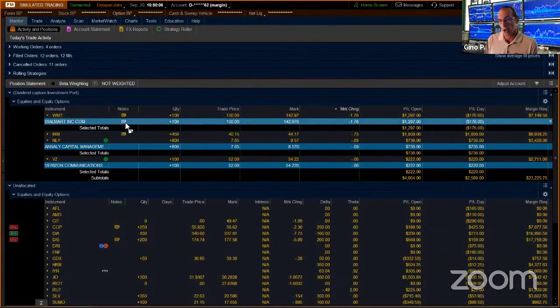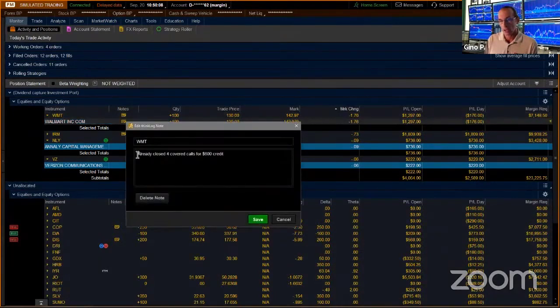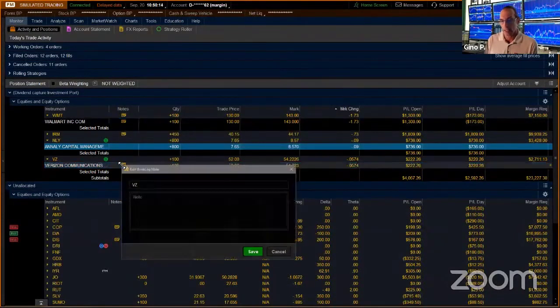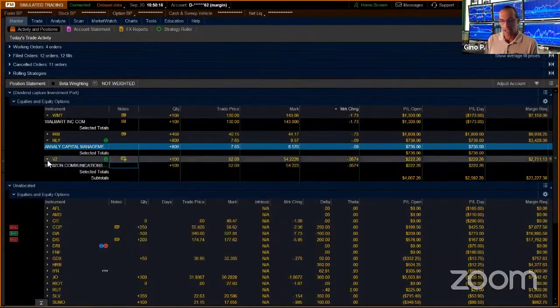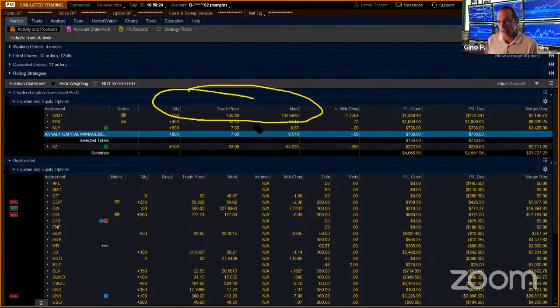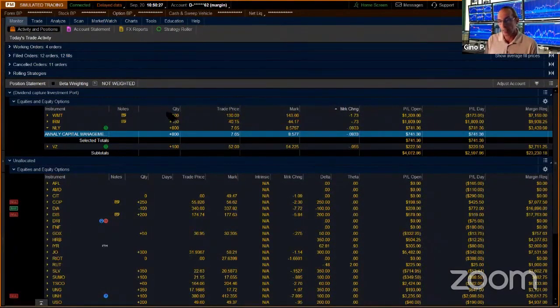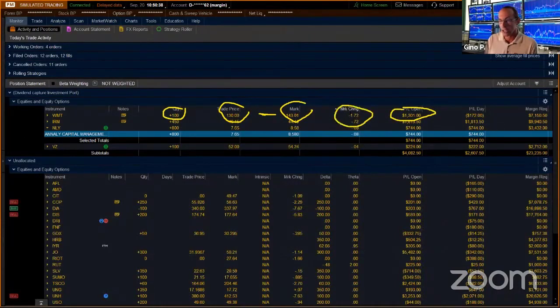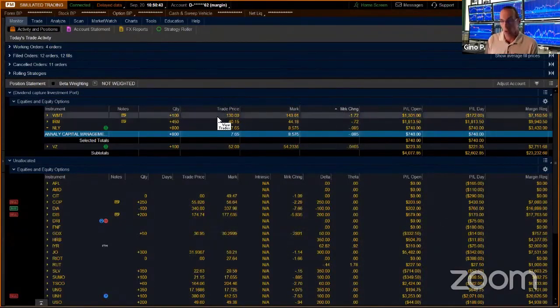And then over here on notes, check this out. It already says in here, I typed this in, I already closed 4 covered calls for 600 credit. Verizon down here, I don't have any notes yet because I just added this. And so on and so forth. So that's how you add notes and trade price. It's very important where you place it up here, because when I'm reading left to right, if I want to add any notes, I can. I know my quantity. I know my trade price. I know today's price. So I can see the difference here, which shows you the profit and loss, all that kind of stuff. This is the change from yesterday. It's a very, very big time saver to know, okay, where did I get in at?